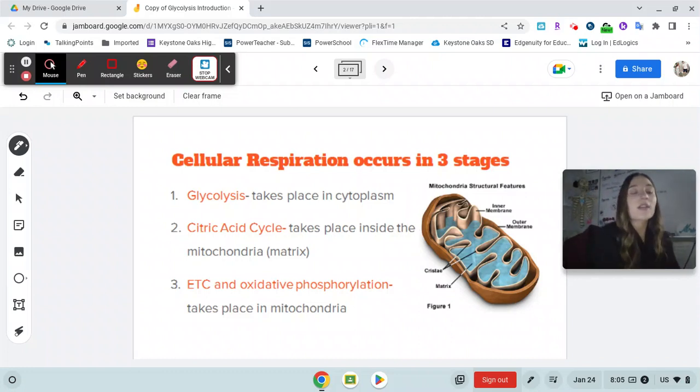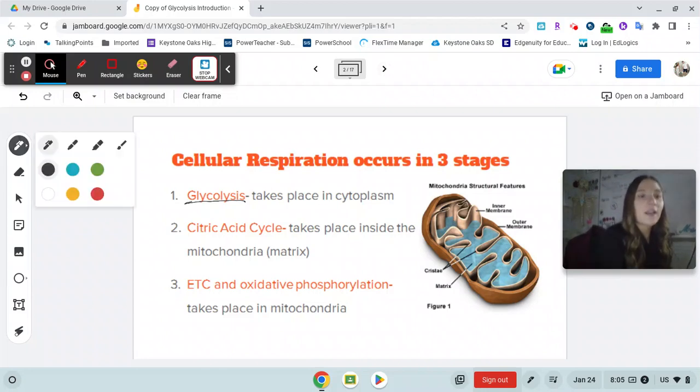The 3 steps of cellular respiration, underline for me the first one. Who wants to try to say that G word? Go for it, Michael. Honey, that was really close. Glycolysis is step 1. That's going to be in the cytoplasm of your cell, the jelly fluid. It's not yet in our special organelle.